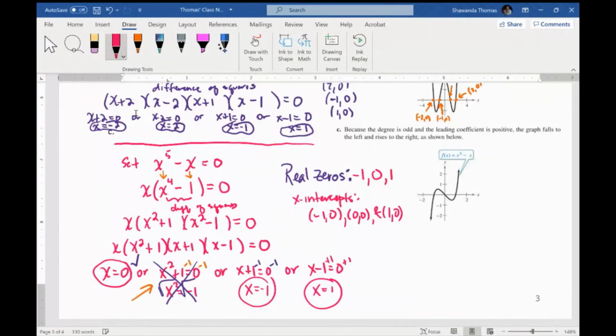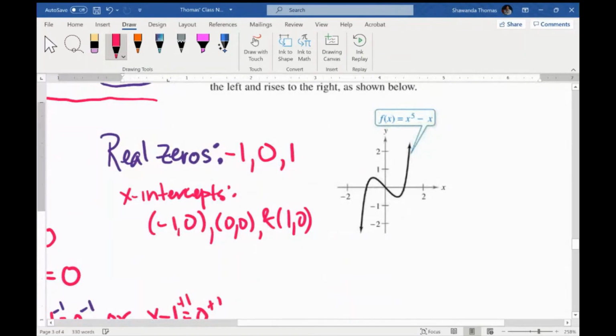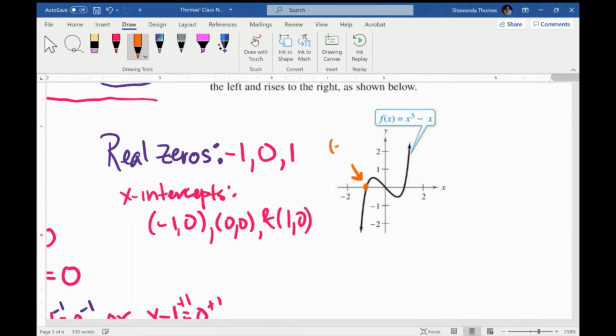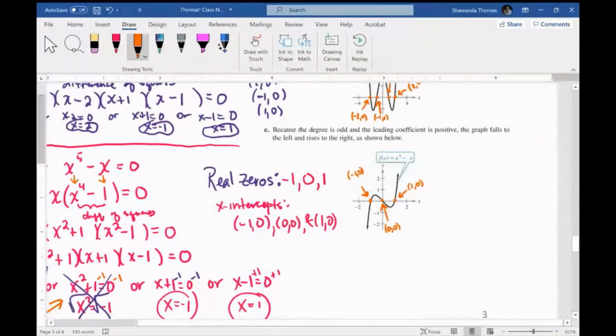All right, let's blow this up. We have an x to the fifth situation, degree 5. So it's going to resemble, and it does very much so resemble, the cubic function. All right, so what point is this, you think? (-1, 0). Yep. What point do you think that is? (0, 0). And this one, (1, 0). Yep. Those are your x-intercepts. Any questions about those so far?